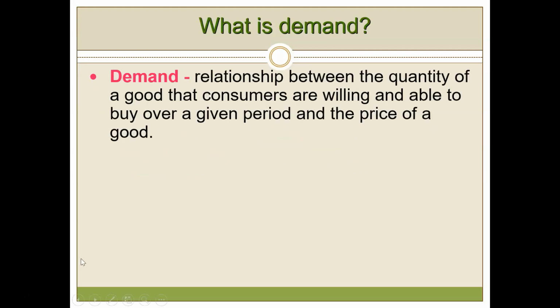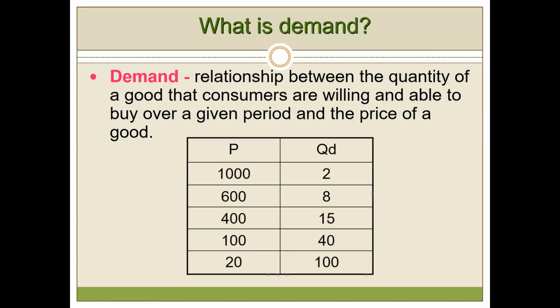So what exactly is demand? Demand is the relationship between the price of a product and the quantity which consumers are willing to purchase at this particular price. For example, let's imagine that we are sitting in a large classroom with many students, let's say 100 students, and I'm offering you to buy a new smartphone at different prices.